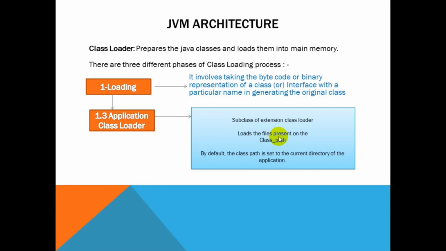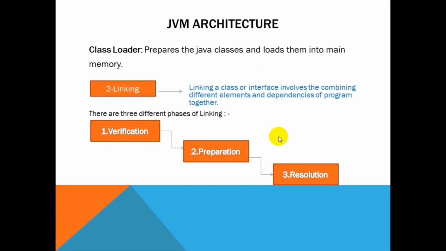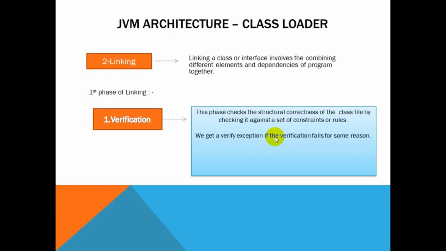After a class is loaded into memory, it undergoes the linking process. Linking a class or interface involves combining the different elements and dependencies of the program together. Linking includes the following steps: verification, preparation, and resolution. Verification: this phase checks the structural correctness of the .class file by checking it against a set of constraints or rules. If verification fails for some reason, we get a VerifyError.